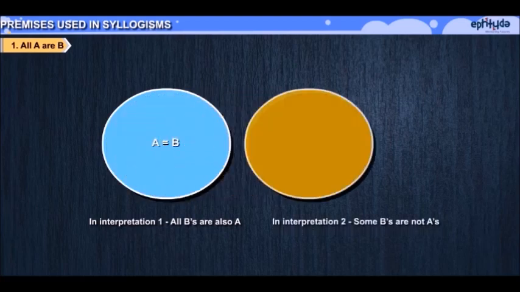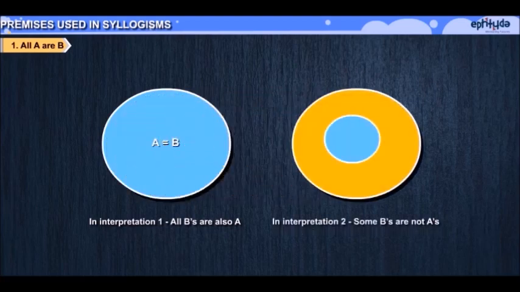First, all A are B. This premise or statement is open to 2 interpretations or meanings. In interpretation 1, all the B's are also A. In interpretation 2, there are some B's that are not A. Let us now discuss an example.